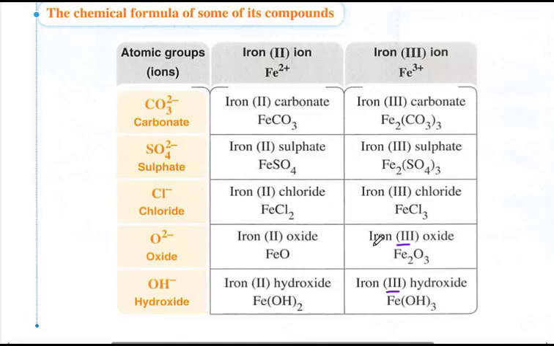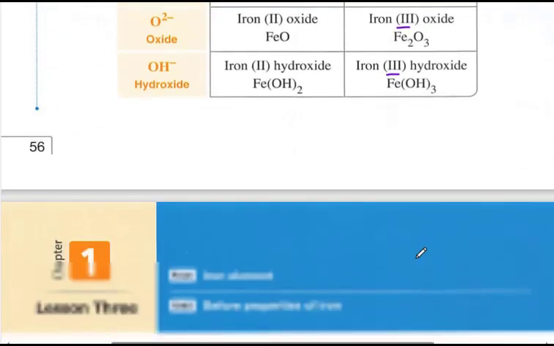Look, when we learned last year how to name chemical compounds, we remember that the transition elements have more than one oxidation state, so we have to write the oxidation state of this element beside it like this. Iron 3 oxide means the oxidation state of iron in this oxide is 3.